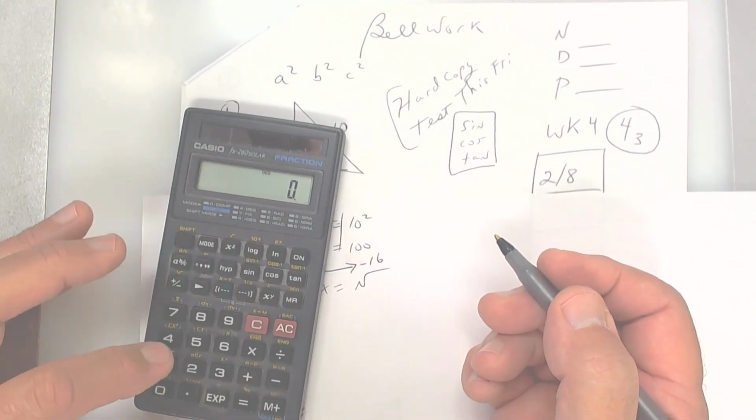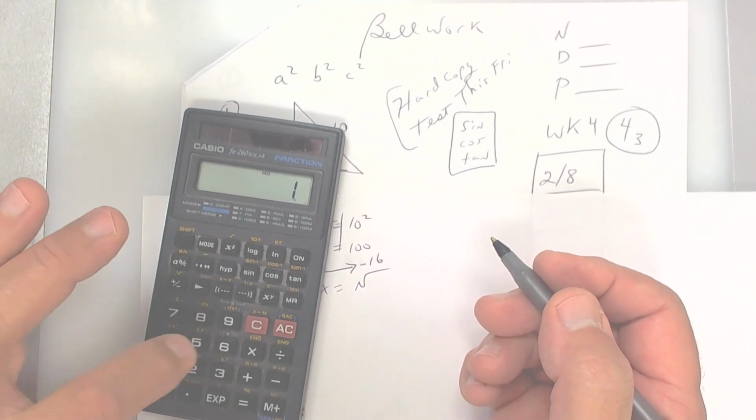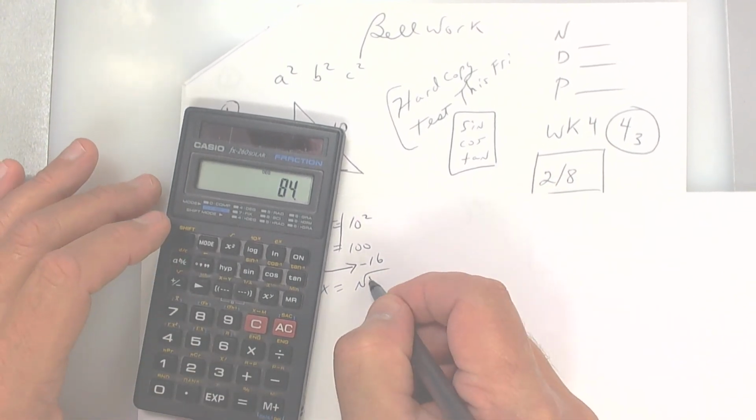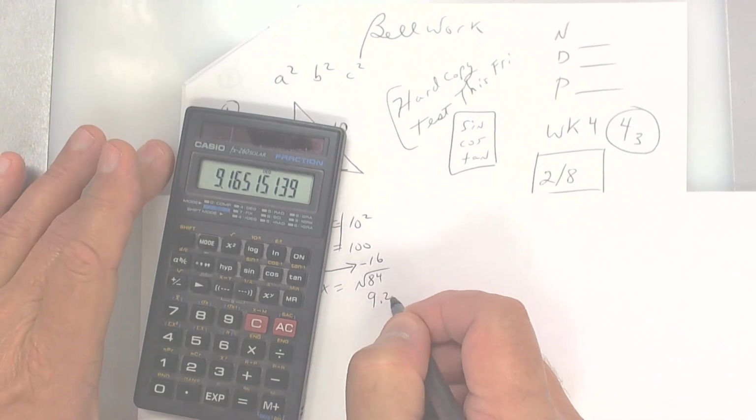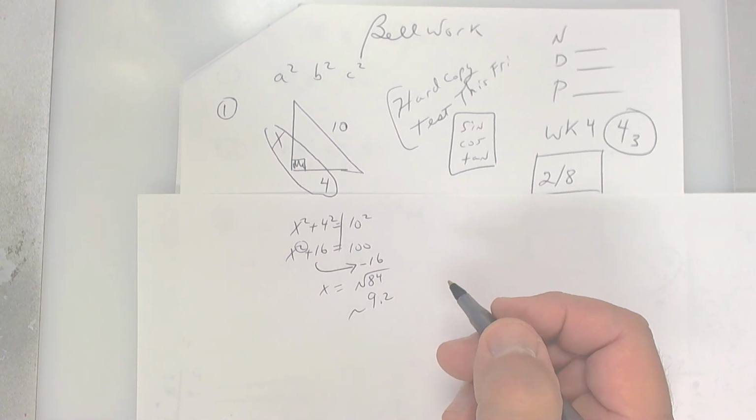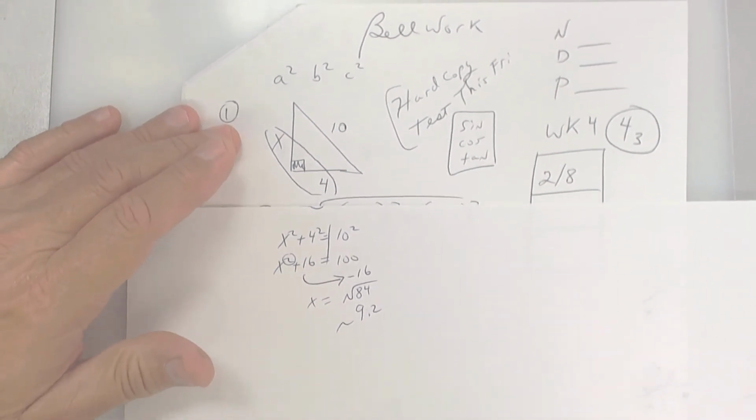So 100 minus 16 and then shift and then square root. I get 9.2. Make sure you get 9.2. Reach in your bag and get your calculator, okay?